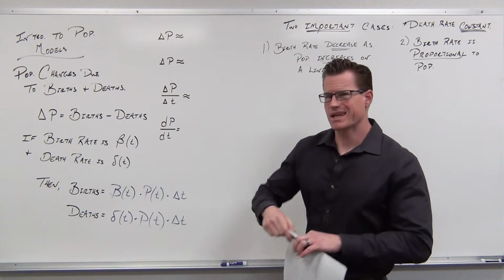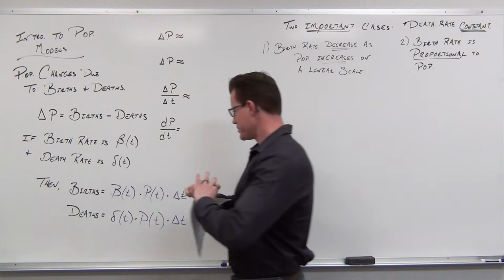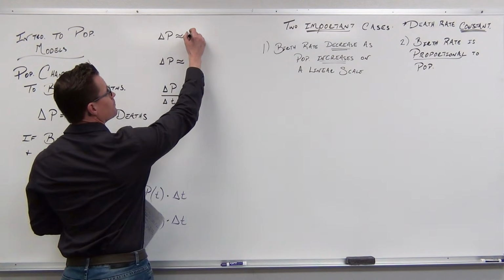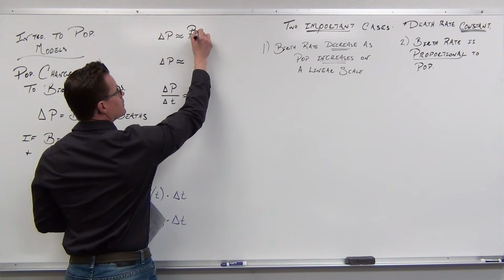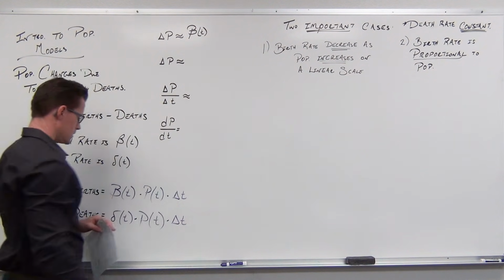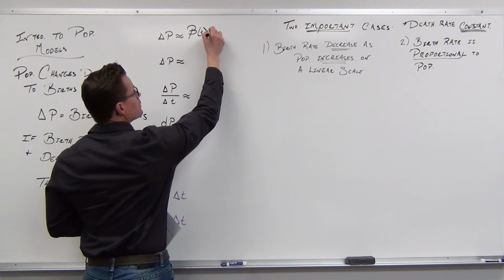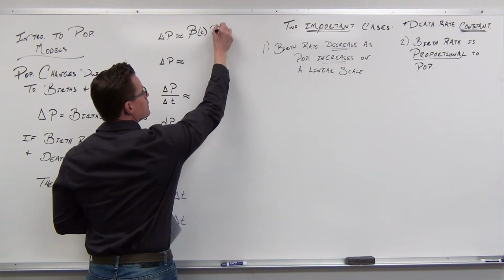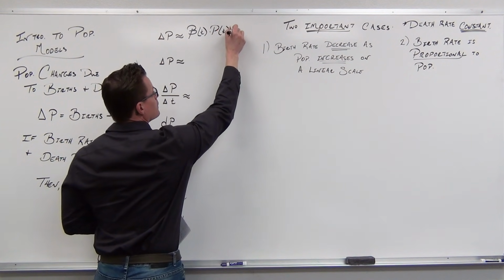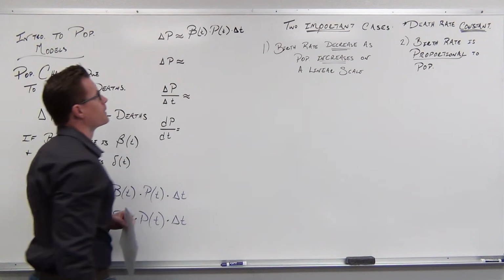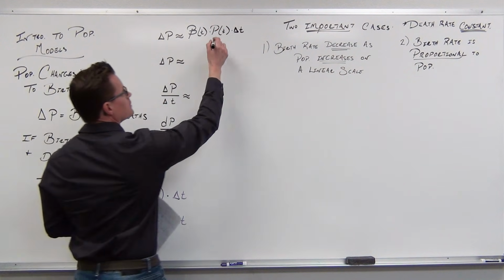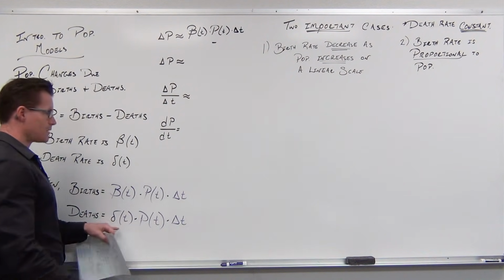So then our incremental change in population would be about equal to our births minus our deaths.